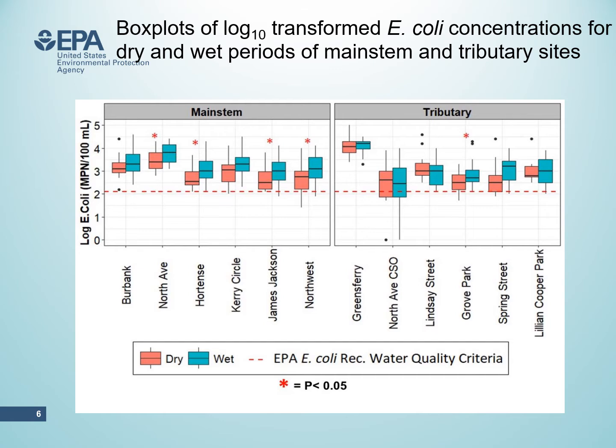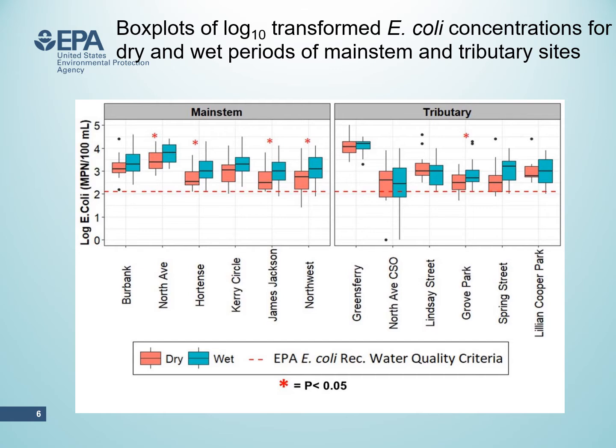In this first graph, I am showing the log-transformed E. coli concentrations for dry and wet periods in the main stem and tributary sites of the Proctor Creek watershed. You could see basically in this, we split the sites. We had 12 sites, and about half of them were on the main stem and half of them were on tributaries. We conducted the analysis based on the dry and wet periods over the watershed, and determined that the concentration of E. coli was significantly higher during wet periods at several locations throughout the main stem.